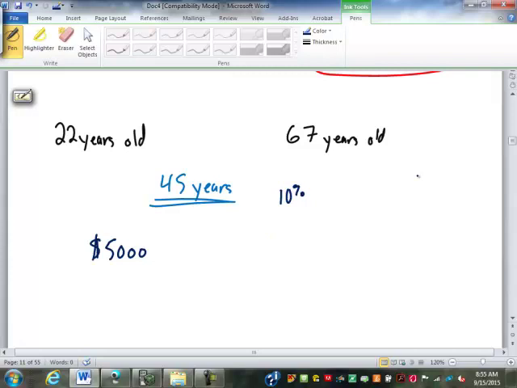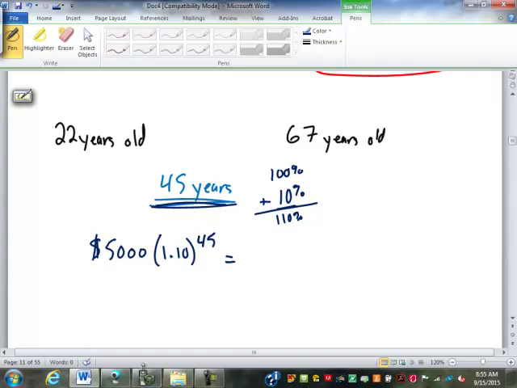Okay. Now, we're not going to worry about compounding quarterly or monthly or whatever. We're just going to compound once a year. So if we have a 10% gain during the year, what percent would we have at the end of the year? 100% plus 10% would be 110%. So we're going to take our $5,000 times 1.10. That's just the decimal for 110%. And how many years are we going to do that? 45 years. So the power of 45.